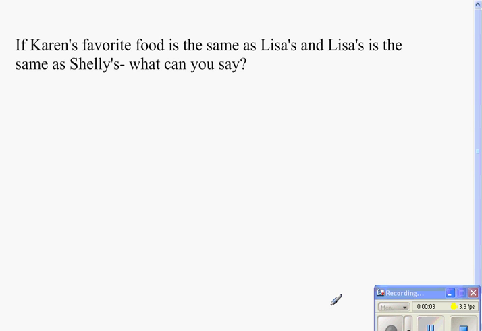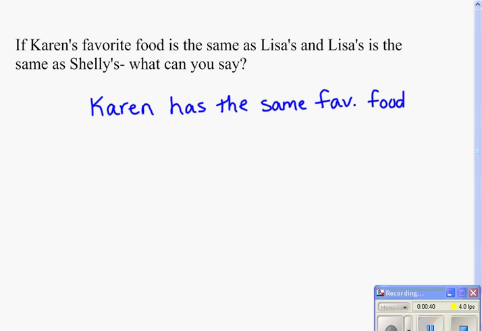Looking at this example, before I talk about any other ideas, just using what you already know. If Karen's favorite food is the same as Lisa's, and Lisa's is the same as Shelley's, what could you say? Based on only this information, you would be able to say that Karen has the same favorite food as Shelley.